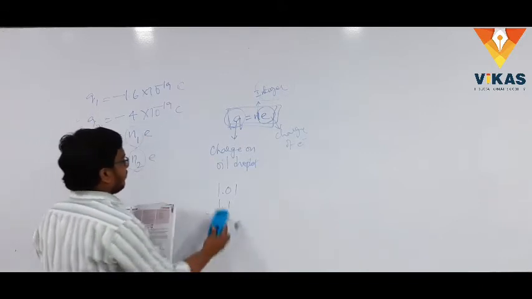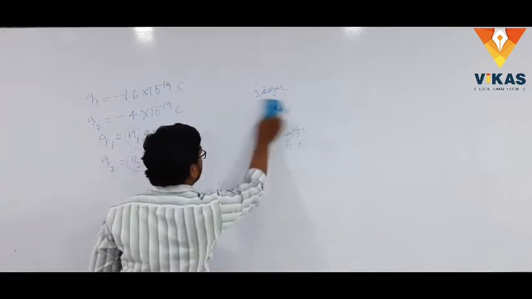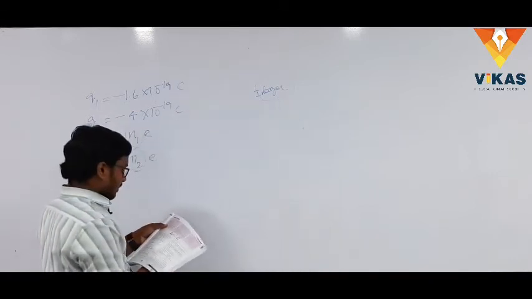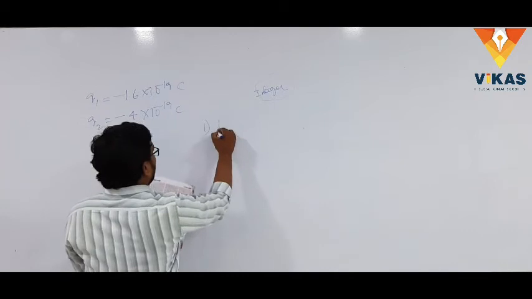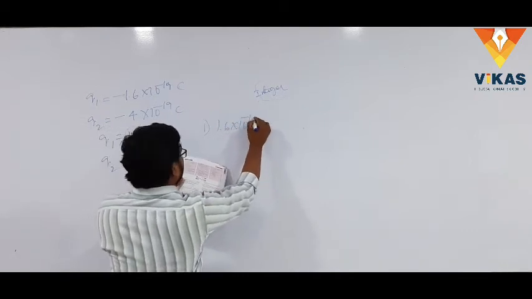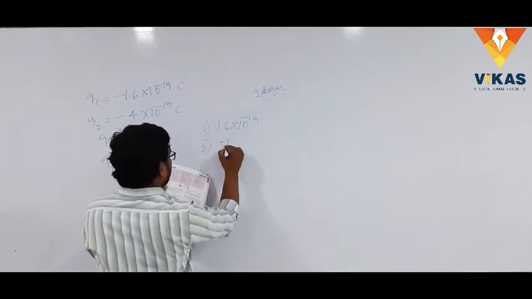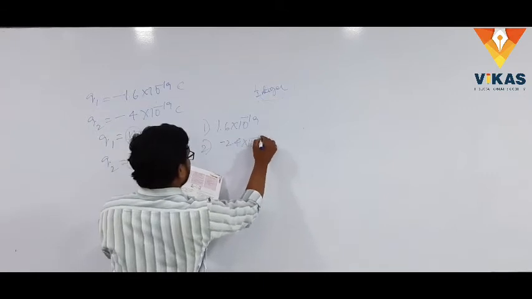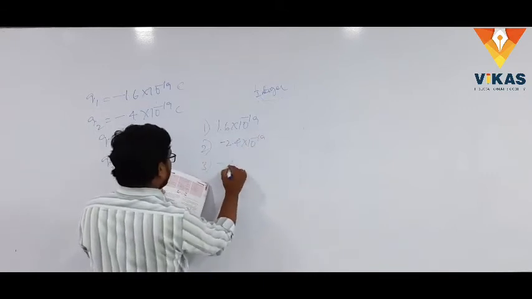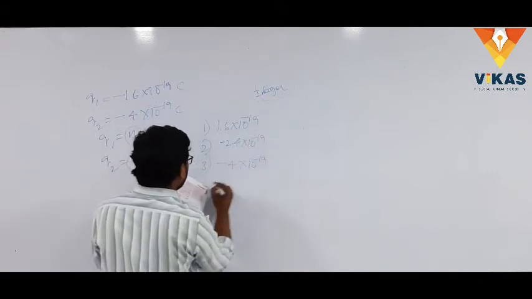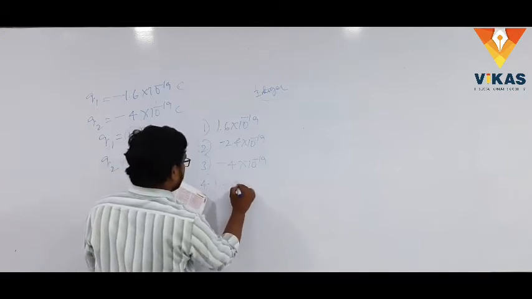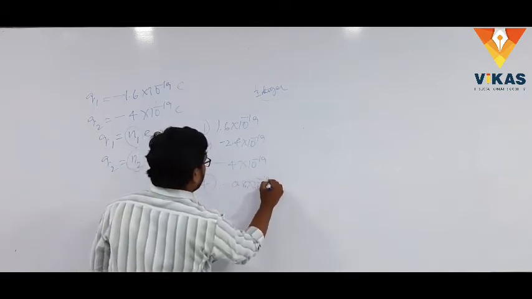So, we will see what the options given are first. The first one is 1.6 into 10 to the power minus 19, the second one is minus 2.4 into 10 to the power of minus 19, the third one is minus 4 into 10 to the power minus 19, and the fourth one is minus 0.8 into 10 to the power minus 19.